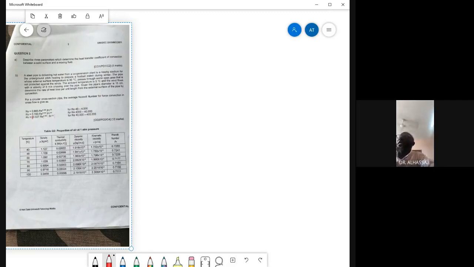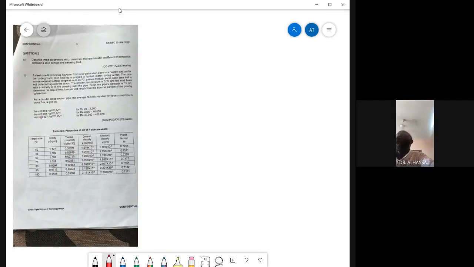To give more clarification on this, h is the heat transfer coefficient, the overall heat transfer coefficient.